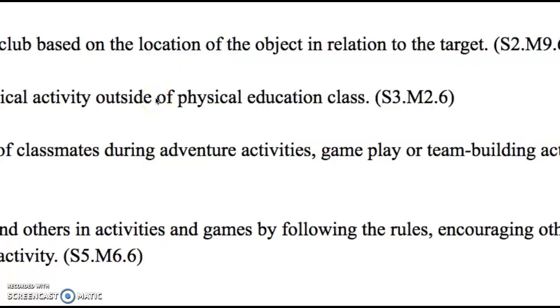For our NASPE grade level benchmarks, for Standard 1, we have: demonstrates a mature throwing pattern for a modified target game, such as bowling, bocce, or horseshoes. Standard 2 is: selects appropriate shot and/or club based on the location of the object in relation to the target. Standard 3: participate in self-selected physical activity outside of the physical education class. For bowling, this would be applied to perhaps going to a bowling alley outside of school hours.